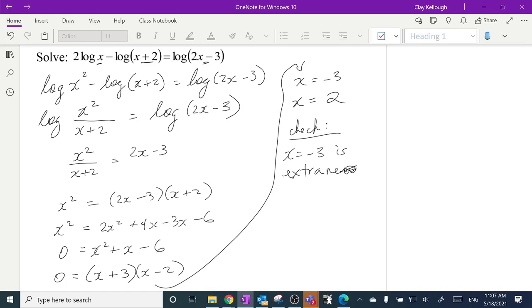And I just misspelled. I was going to make an O and a U at the same time, and they morphed into one letter. Extraneous. So that's not a solution. But how about x equals 2?